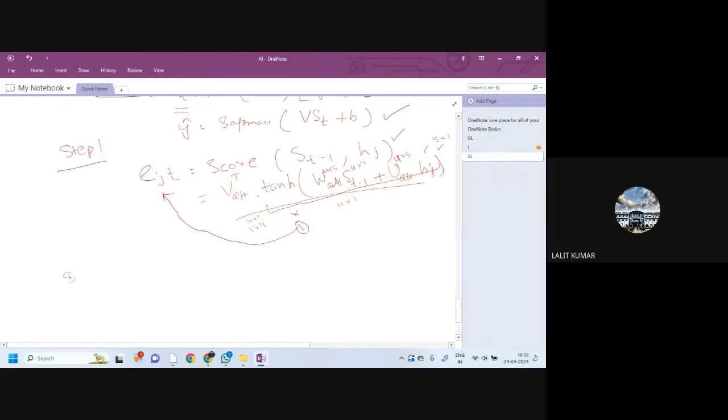Now step 2, we calculate alpha. Alpha_jt is nothing but softmax of e_jt. So for 4 h_js at one time step, we'll get 4 alpha values, 1, 2, 3, 4, 5. And this alpha value denotes the importance of that input word.